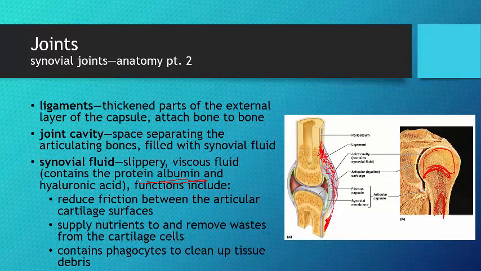The fluid also supplies nutrients to and removes wastes from the cells of the cartilage that are there in the joint capsule. And there's phagocytes there that will help to clean up any waste materials, bits of tissue that come loose or available in the joint just because of the wear and tear of moving.